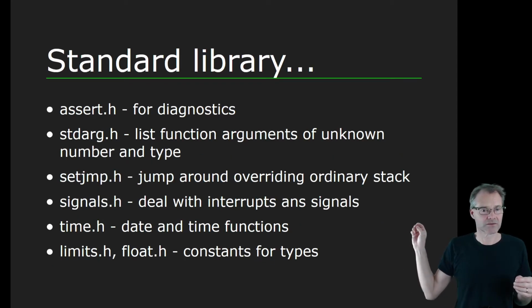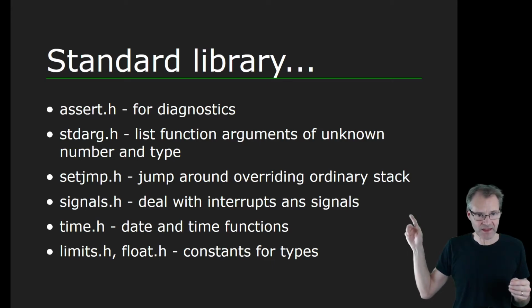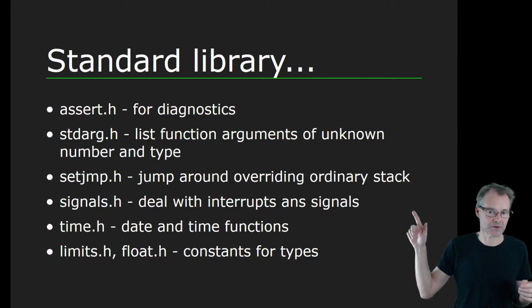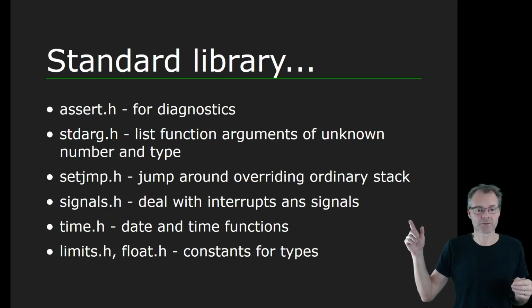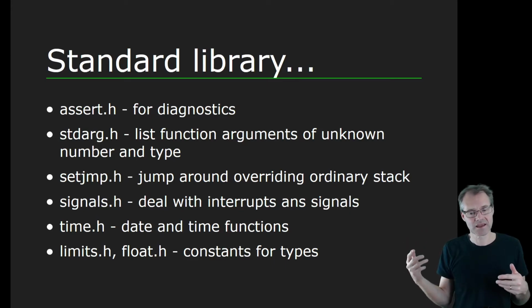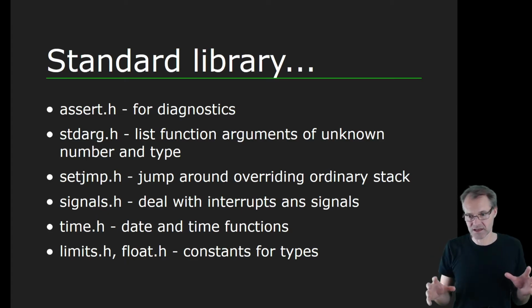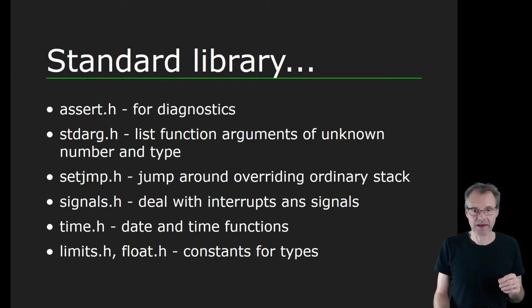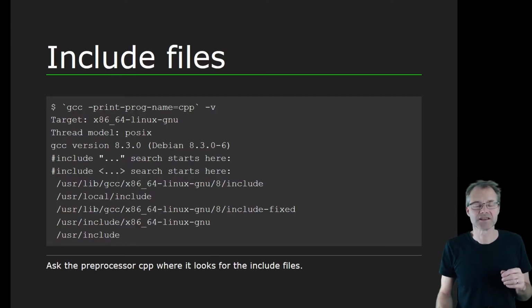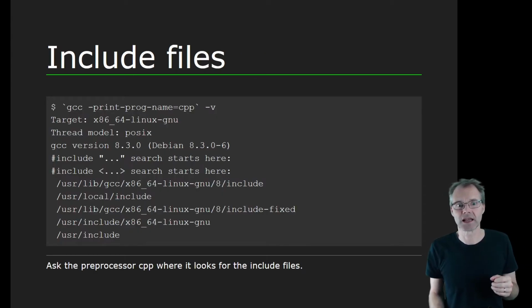We have, for diagnostics, assert, and stdarg. We can jump around, if we really want to, with setjmp, and we can deal with signals in the operating system. We have date and time functions, and then we have limits and float values, constants for different types. So this is basically the complete standard library for the C programming language.